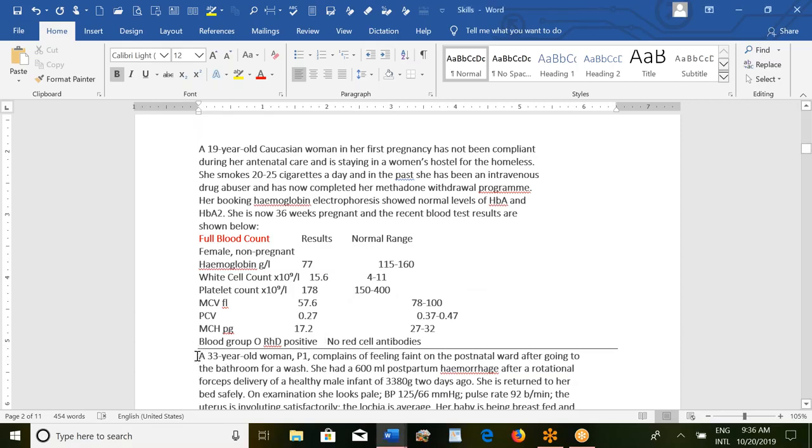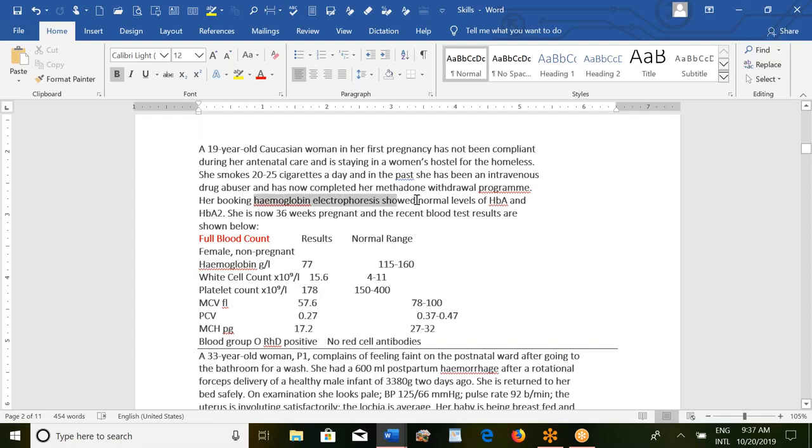A 19-year-old Caucasian in her first pregnancy, compliant with antenatal care, staying in a women's hostel for the homeless. She smokes 20 to 25 cigarettes, is an intravenous abuser, and is on a methadone withdrawal program. Her booking hemoglobin electrophoresis shows HbA and HbA2. She is 36 weeks pregnant. Her hemoglobin is low, the white cell count is high, and the platelet count is okay. MCV is low, PCV is low, and MCH is also low. So all the parameters for hemoglobin and the absolute values are low. She has anemia, and because all parameters are low, there is a possibility of thalassemia also. But we have to differentiate iron deficiency anemia from thalassemia.